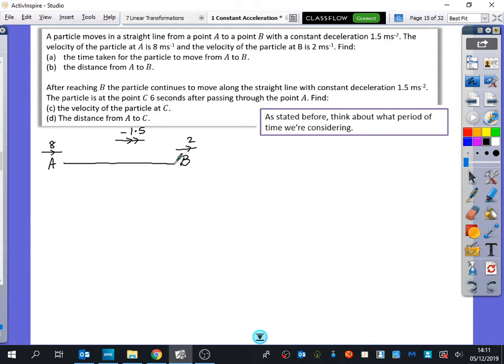So I want to know how long it takes to do that journey, and then I want to find out the distance that it takes. The diagram helps us to visualize all those things that are going on. So out of S, U, V, A, and T, Charmaine, are there any of these values here that you can tell me the value of?